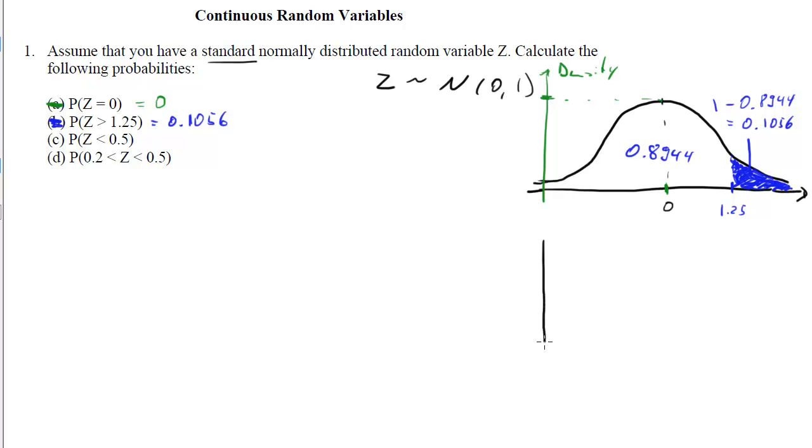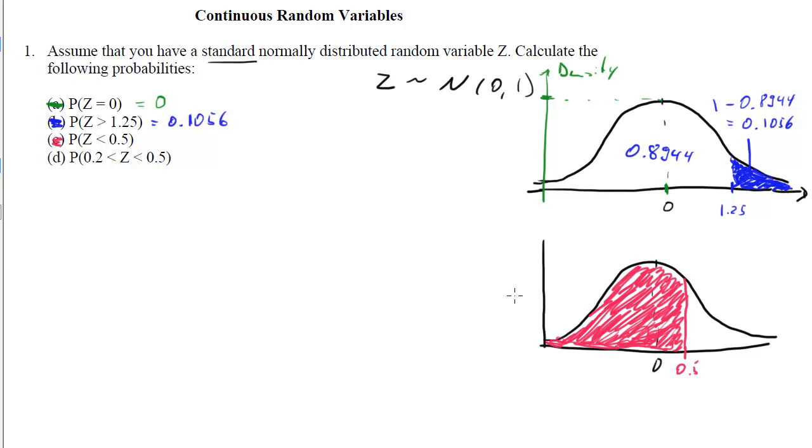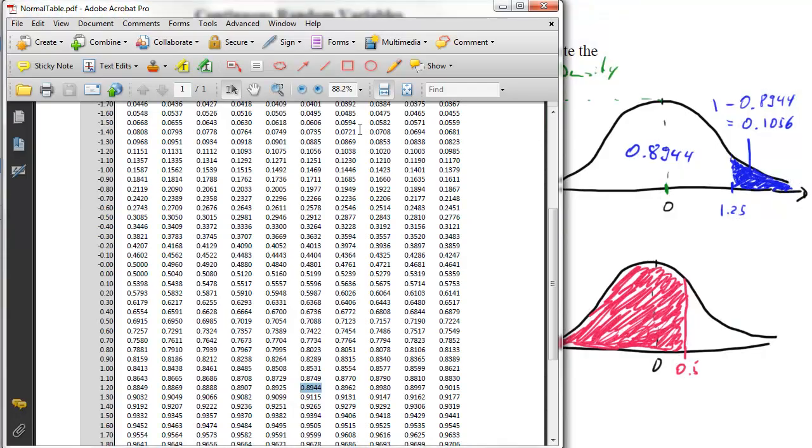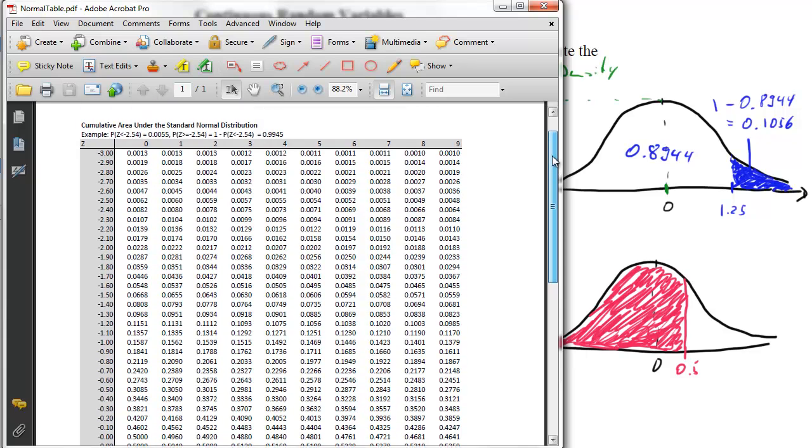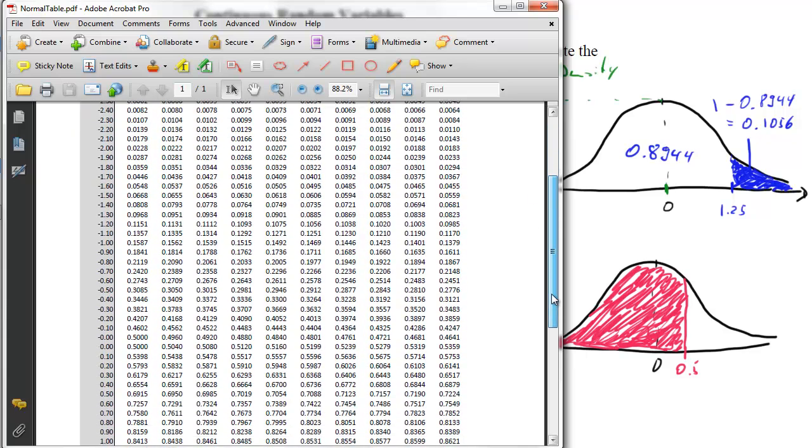Now, let me sketch the distribution again for the next question. That is zero here, so now let's use red. We want the probability that Z is smaller than 0.5. What we are after is this area. So again, how do we get that? That's an area to the left of a certain point, so that's almost easier to get from the standard normal table. We need to find that value, 0.5.